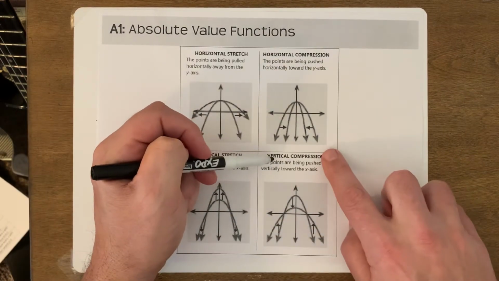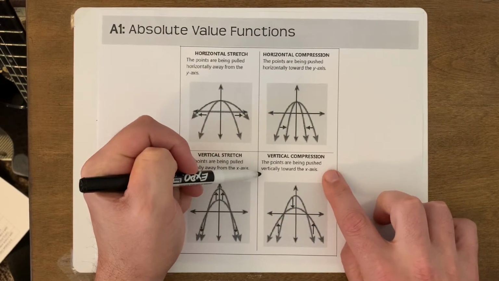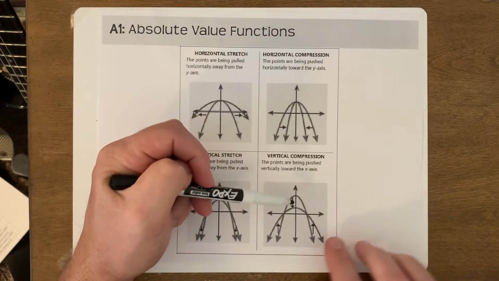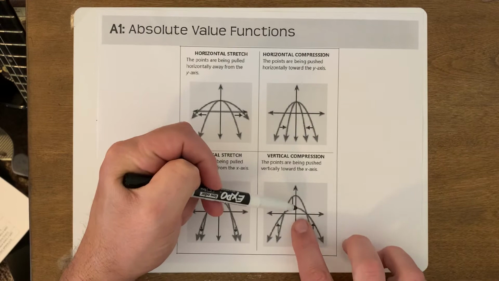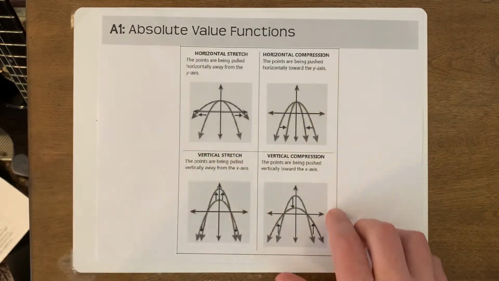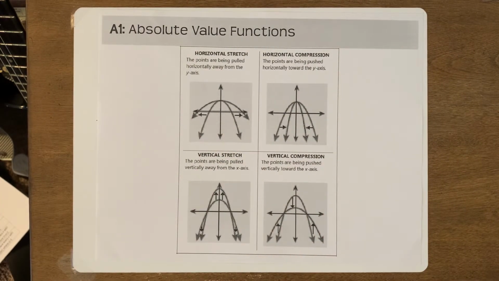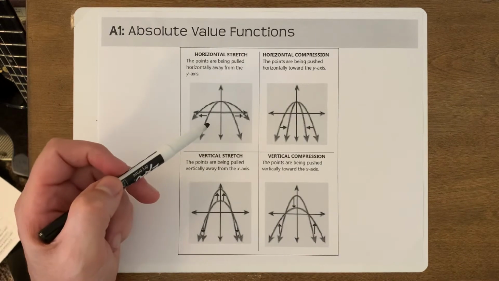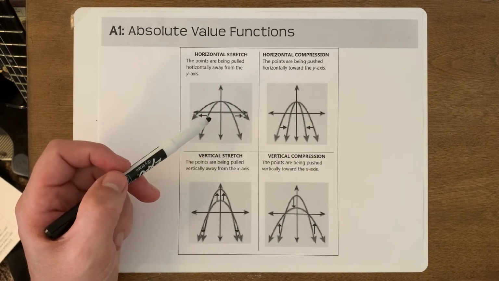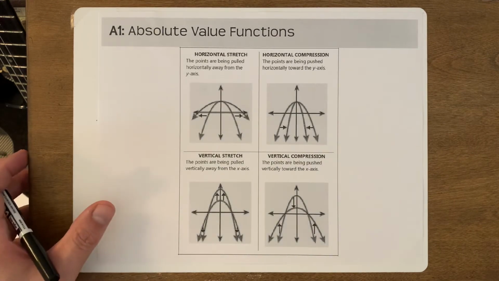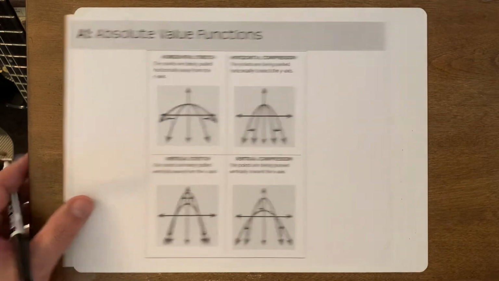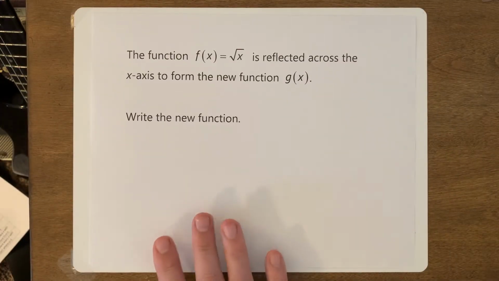And for a vertical compression, the points are being pushed vertically toward the x-axis. And so in this case, this one is being flattened out and the points are being pushed towards this x-axis right here. And it's going to depend on whether or not your a value is a proper fraction or it is larger than 1 to determine whether it's going to be a stretch or a compression. And so we will talk about those things as we go. And we've got some examples for you. And we're going to start out with some reflections.